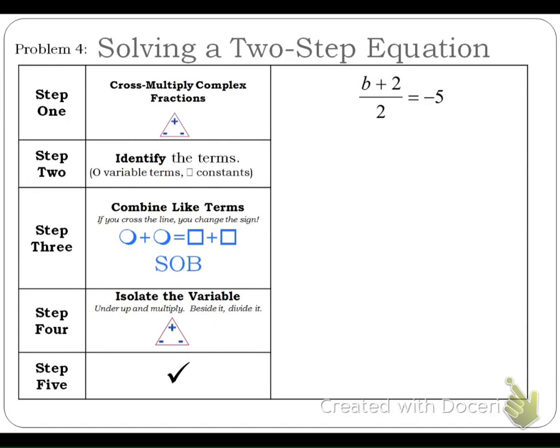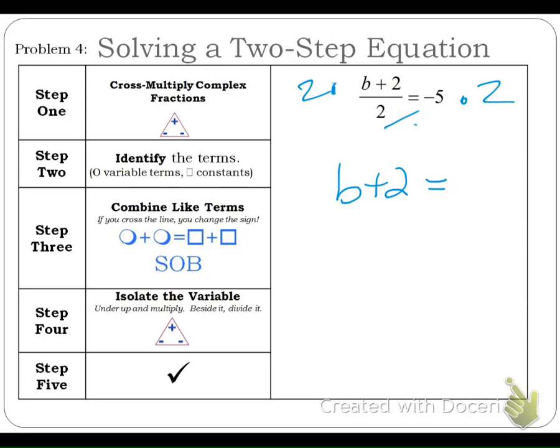Okay, let's apply this. Cross multiply your complex fractions. So I'm going to cross multiply my complex fraction. So the 2 that I see here, I need to cross multiply to the other side, and this nothing, so the b plus 2 remains equals, and I'm going to multiply by 2 to the other side of the equation, multiplying by 2 to both sides of the equation.